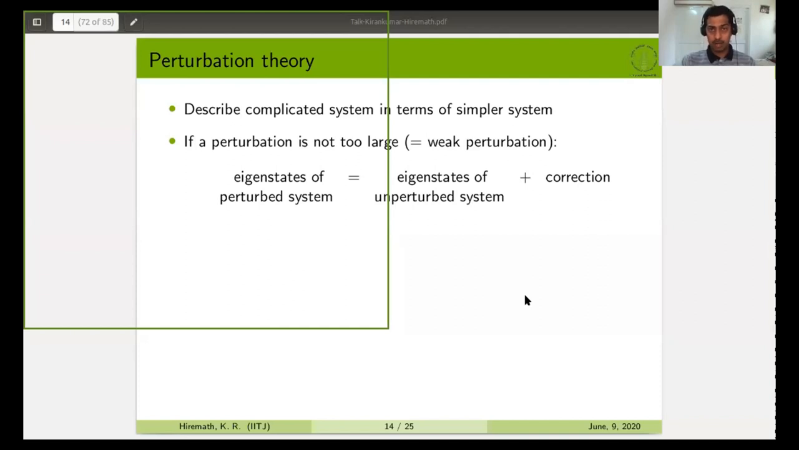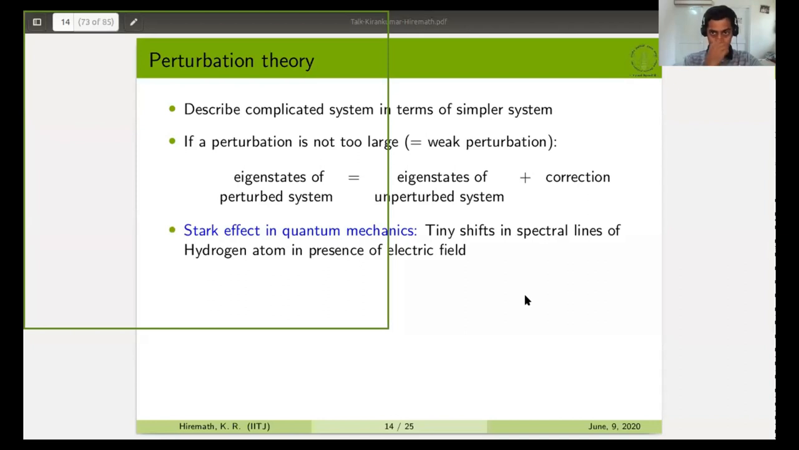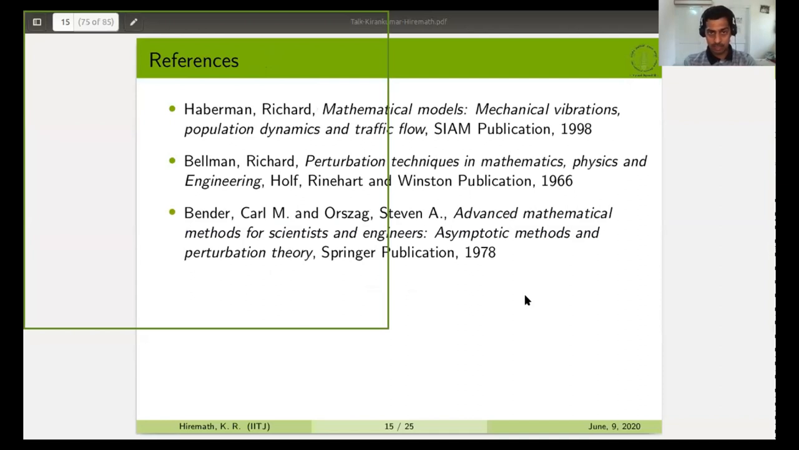By using this, we have developed great insight into many engineering problems. One example is the so-called Stark effect in quantum mechanics: in the presence of an electric field, the hydrogen atom spectrum shows tiny shifts, which are calculated using such perturbation theory. Another important example is weather prediction, which leads to the famous Lorenz model. Predicting weather is challenging, but we can predict near-term weather quite accurately compared to the long term. This is the typical approach of perturbation analysis.